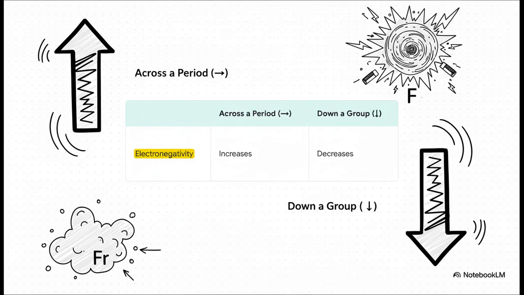And no surprise here, this trend follows the exact same pattern as ionization energy. It increases as you go across the table and decreases as you go down. This makes elements up in the top right corner, like fluorine, the undisputed champions of electronegativity. I mean, fluorine is so aggressive it can even bully a noble gas into reacting. Meanwhile, the elements down in the bottom left, like francium, barely even put up a fight.